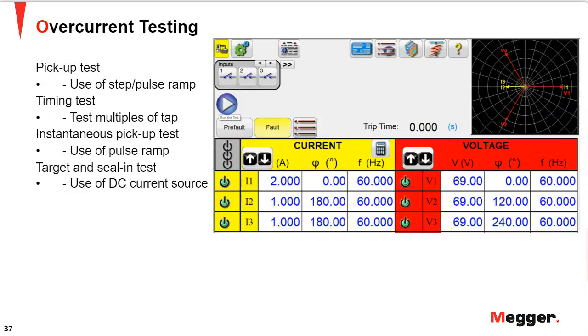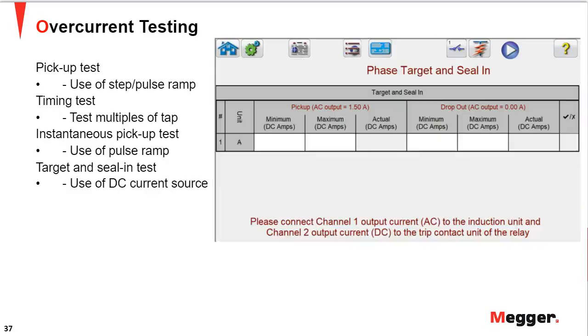Okay, and then the instantaneous test is similar to your time overcurrent pickup test, but here you would use a pulse ramp instead of a step ramp because it's instantaneous. Since it's instantaneous, the currents are so high, you would just pulse your currents from a very low value towards the pickup and keep pulsing and increasing until the relay sees a 50 element pickup.